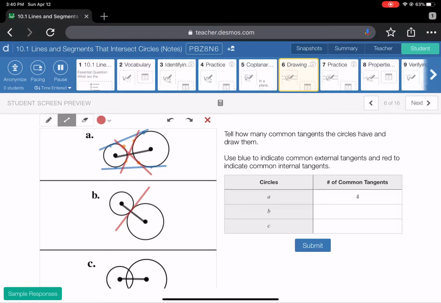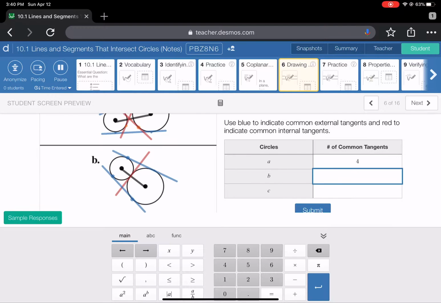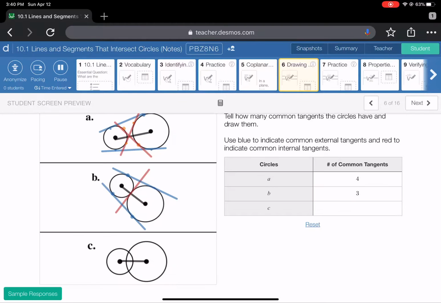And then we can try to draw some external ones where we can draw them passing through each circle once, like so. 1, 1, and then 1 and 1. Okay, so those are all the segments that we can draw. So we have 3 total common tangents, 2 external, 1 internal.